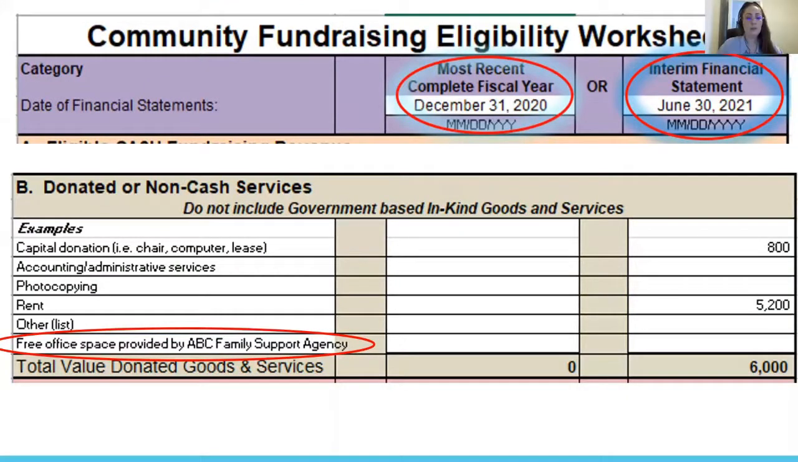Next, we will look at Section B of the worksheet, Donated or Non-Cash Services. Section B of the worksheet captures non-cash donations of goods and services based on fair market value. This could include non-government-based donations of office space, computers, desks, administrative services, or food donations if you are operating as a food bank. Donated space in provincial buildings, libraries, schools, or municipal buildings that are publicly funded should not be included.